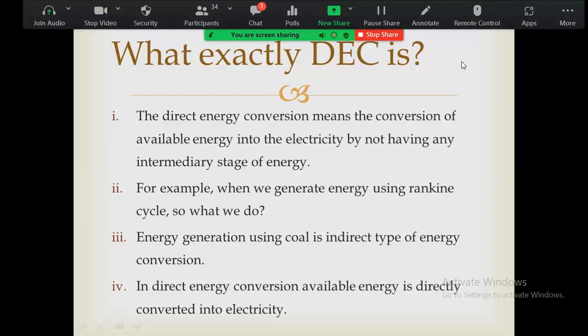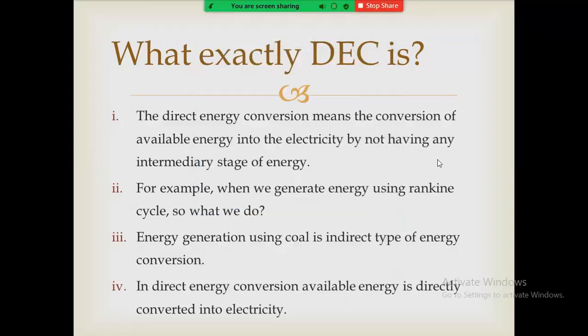So what can be the benefits of that? Direct energy. We are converting the energy directly into electricity. So will that system be reliable, efficient, or what will be the cost of this system?